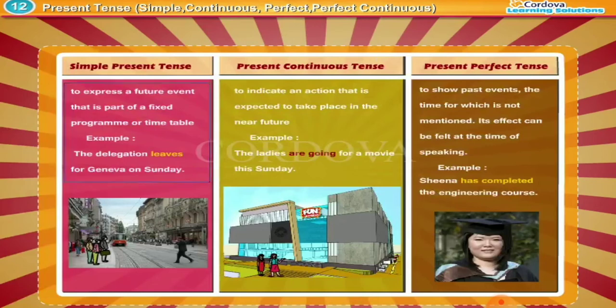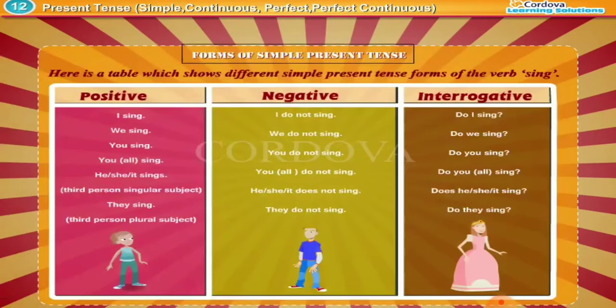To express a future event that is part of a fixed program or timetable. Example, the delegation leaves for Geneva on Sunday. To indicate an action that is expected to take place in the near future. Example, the ladies are going for a movie this Sunday. To show past events, the time for which is not mentioned, whose effect can be felt at the time of speaking. Example, Sheena has completed the engineering course.